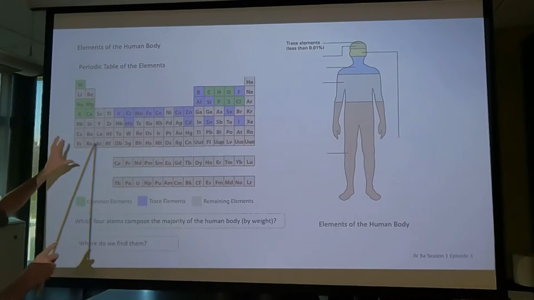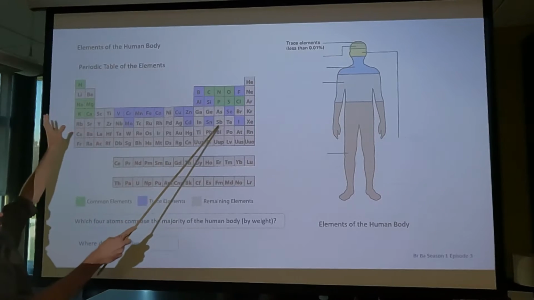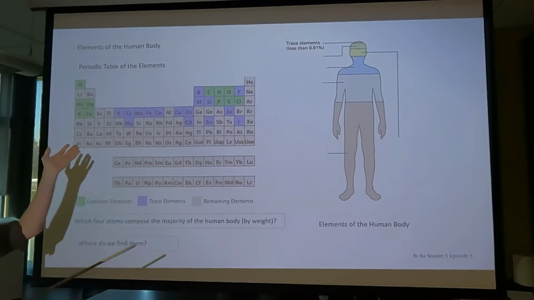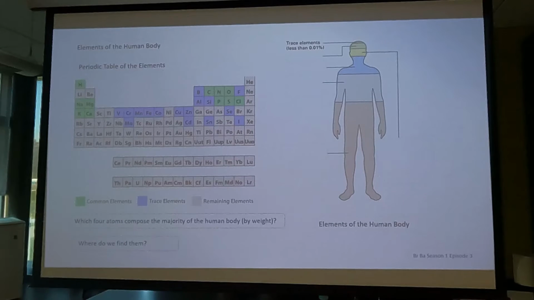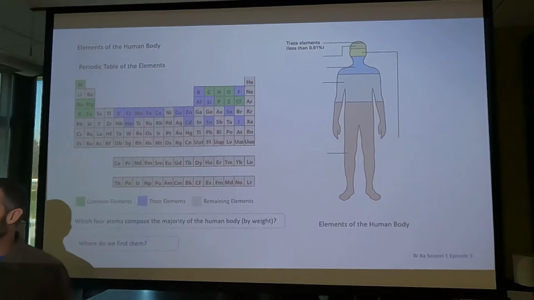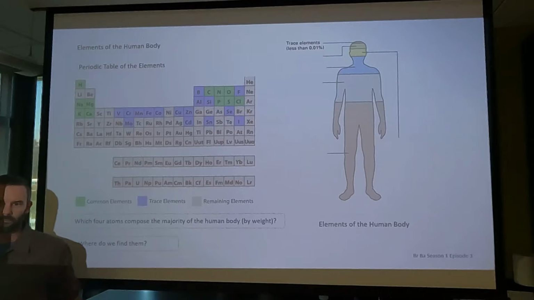So here we have the periodic table. These are all the different elements that are found, as far as we know, in the universe. And there's more than a handful of these that are found in the human body. But of all of those elements that are found in the human body, 4 of them make up the vast majority of the human body.